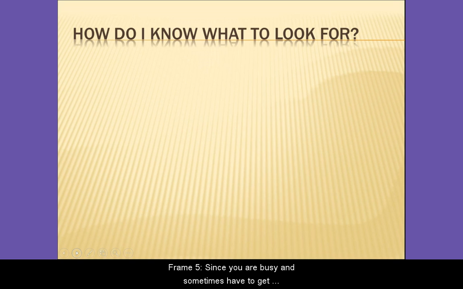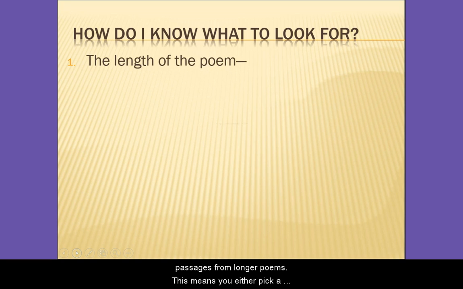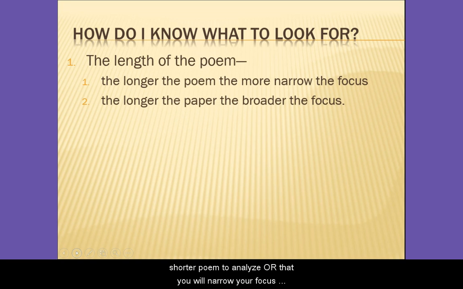Since you are busy and sometimes have to get straight to the explications, there are a couple strategies that will save you some time and make the most of your intellectual energies. Keep in mind, explication tends to be a way to examine short poems or short passages from longer poems. This means you either pick a shorter poem to analyze, or that you will narrow your focus to specific elements and what they suggest about the specific theme in the longer poem. Of course, the longer the paper length requirement, the more literary elements you will weave into your paper.